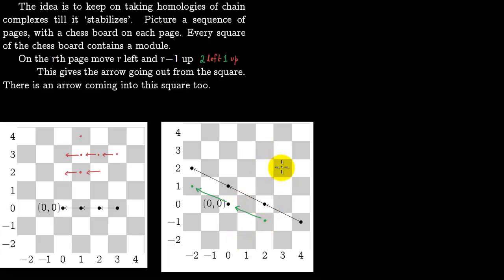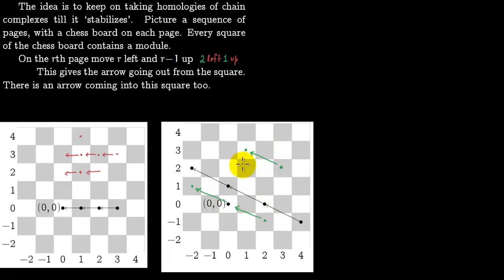So this is how you make it. You just put in any module here and you want to say where the arrow is going out: 2 left, 1 up. So this is what it is. And similarly, you know how the arrow is coming in. So you can make this.